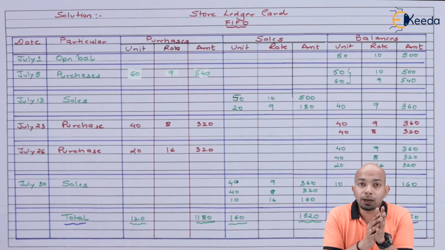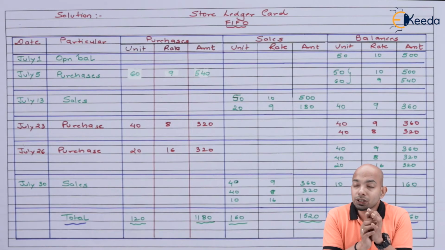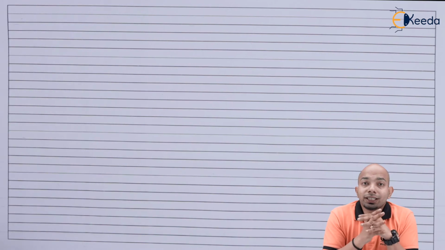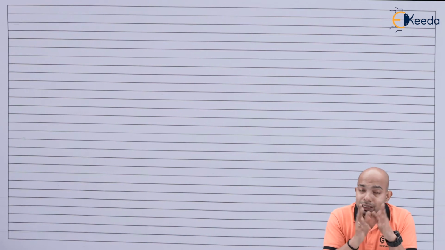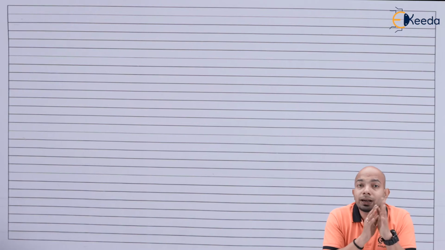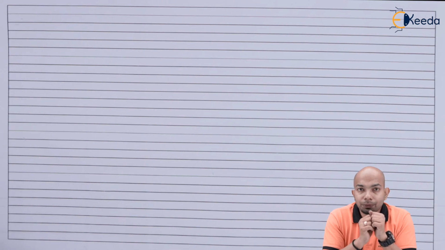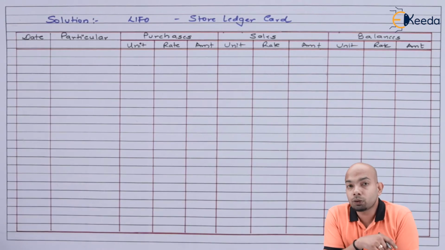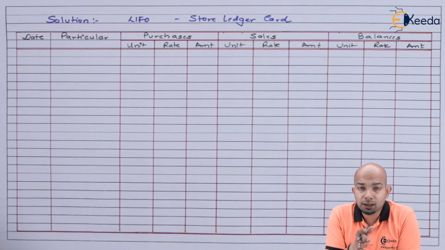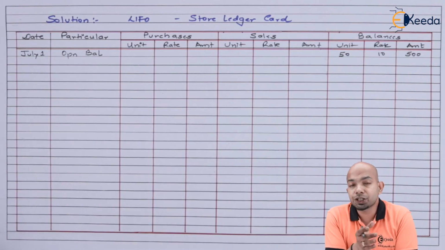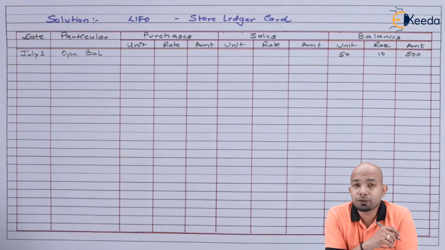There's a similar kind of format that we'll be preparing. The only difference is that instead of FIFO, we'll be starting using LIFO here. Now the next method that we'll be using is LIFO method, and the format remains the same. So let's start with LIFO now. So now the first thing that we'll be mentioning here is the opening balance itself. So the opening balance has been mentioned, which is in the balances column. Unit is 50 and that is multiplied by the rate of 10 and the amount is 500.